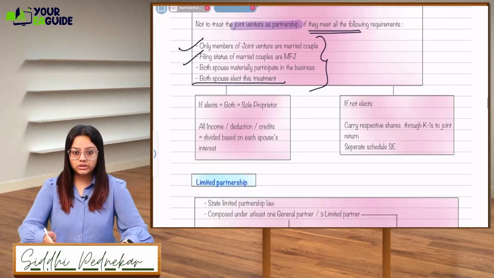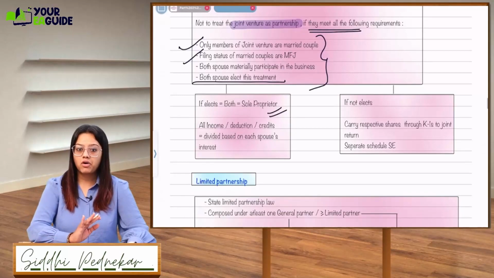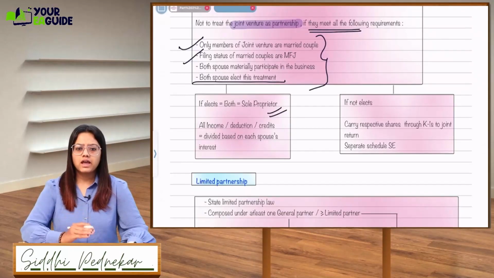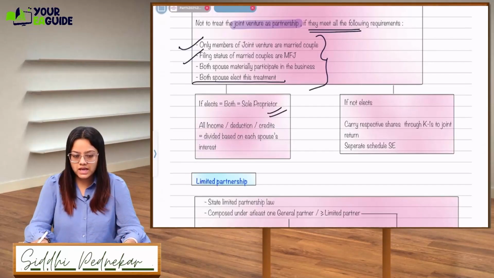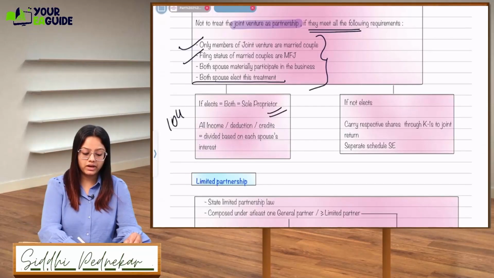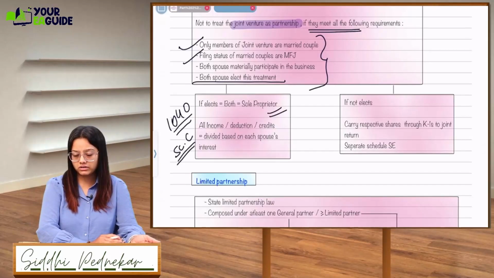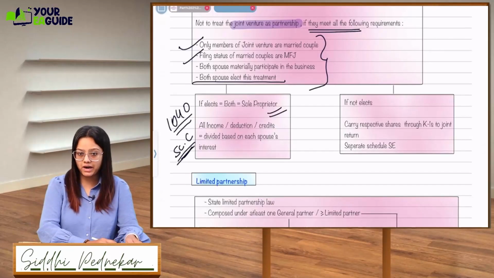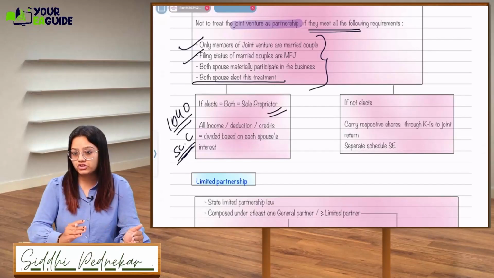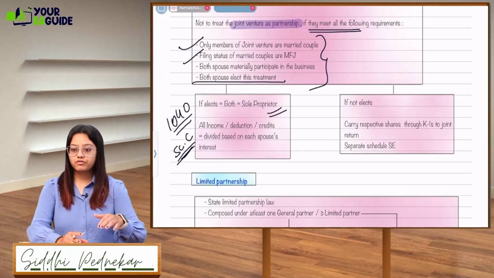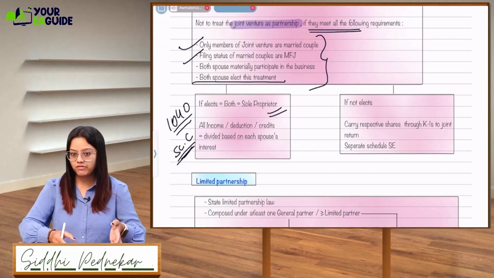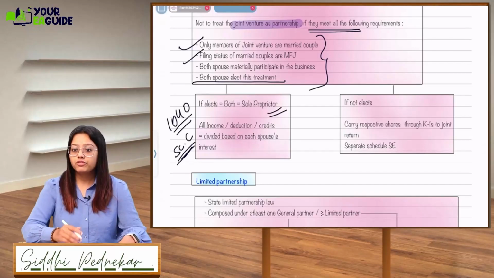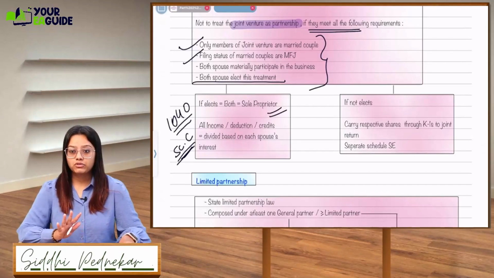Okay, if both elect, both will be called sole proprietors, and all income, deductions, credits, everything will be divided amongst them equally, or whatever share they decide, and based on that it will be added on their 1040 form Schedule C. Okay, this is already done in our Schedule C. You already know in our part 1. If you have not seen our part 1 revision lectures, please go through it. If you are appearing for only the part 2 exam, please focus on the part 2 playlist which we have uploaded on YouTube. Okay, if they do not elect, it means carry the respective share through K1.